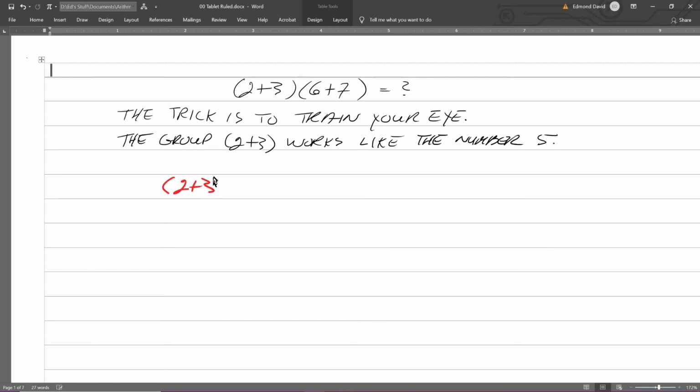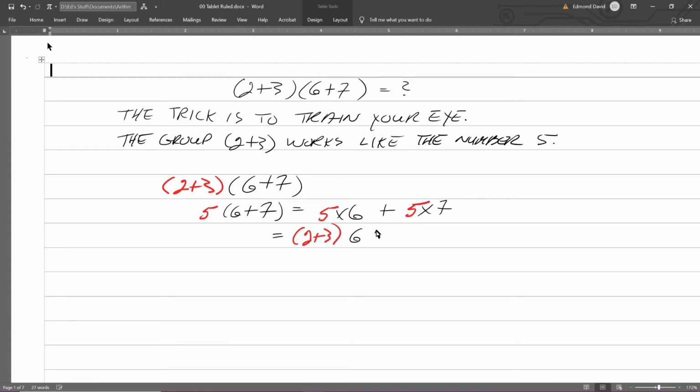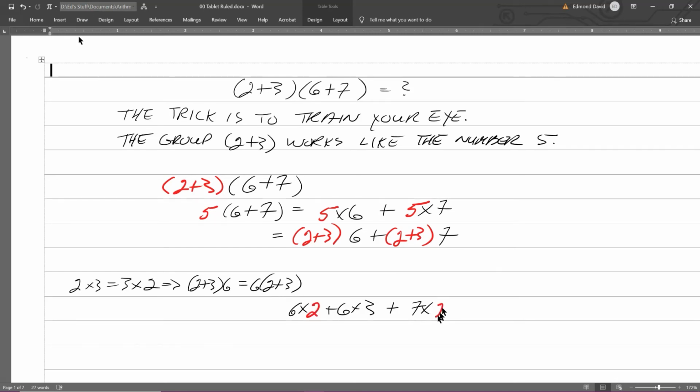Therefore, the group 2 plus 3 times the group 6 plus 7 equals 5 times 6 plus 7 equals 5 times 6 plus 5 times 7. But 5 comes from the group 2 plus 3, so we have 2 plus 3 times 6 plus 2 plus 3 times 7. Remember that multiplication commutes. Therefore, the multiplication will distribute over addition in exactly the same way, no matter if the outside factor is on the left of the group or on the right. So we have 6 times 2 plus 6 times 3 plus 7 times 2 plus 7 times 3. We executed a distribution inside a distribution.